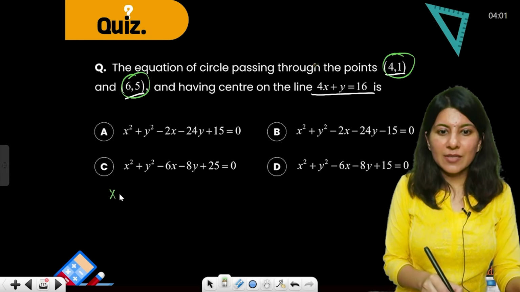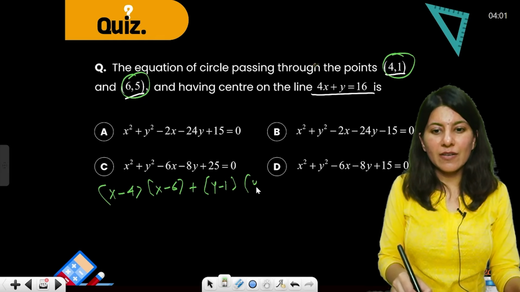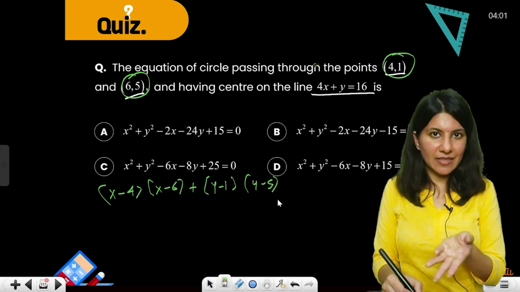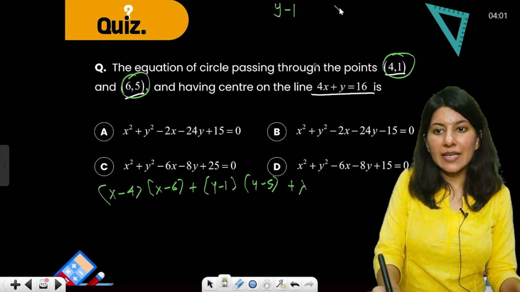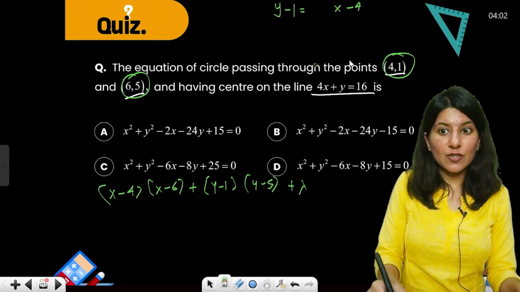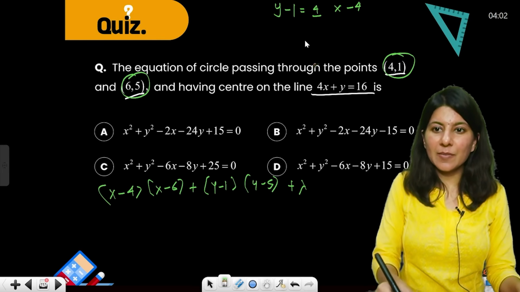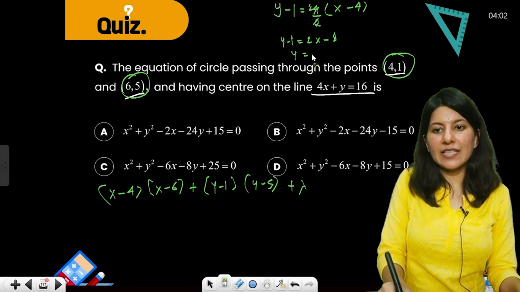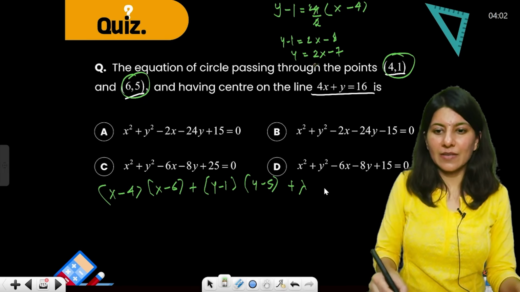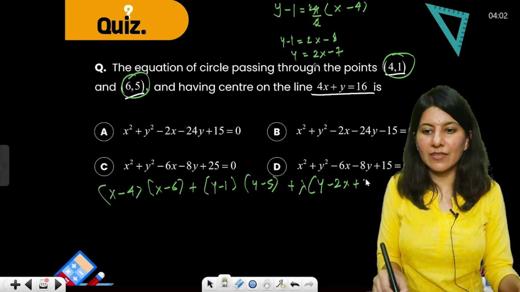So x minus 4, x minus 6 plus y minus 1, y minus 5. This is again the diametric form plus lambda times the equation of the line. Y minus 1 equals slope times x minus 4. Now the slope is 5 minus 1, which is 4, upon 6 minus 4, which is 2. This is the 2-point form of this line. So y minus 1 is equals to 2x minus 8, y is equals to 2x minus 7, that is, y minus 2x plus 7.